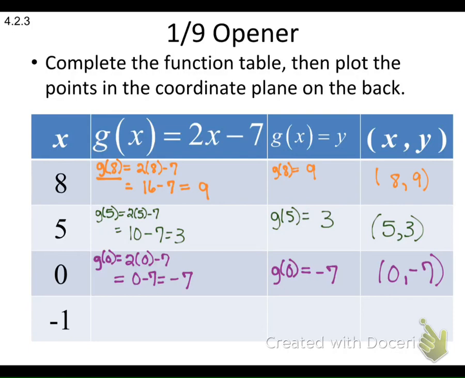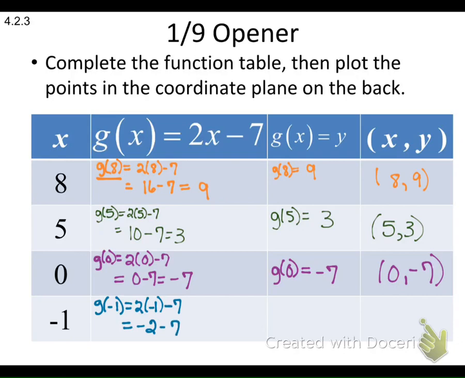So what am I going to put in for X? g(-1) equals 2 times -1 minus 7. Okay. Then what's 2 times -1? 2 times -1 is -2. Okay, then what do I bring down? -7.